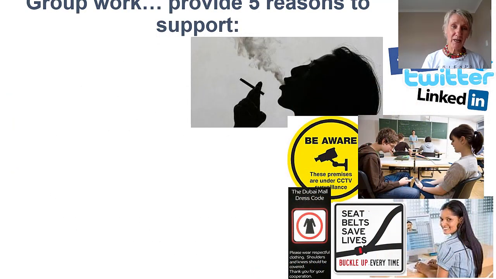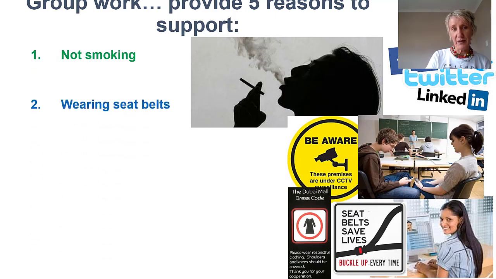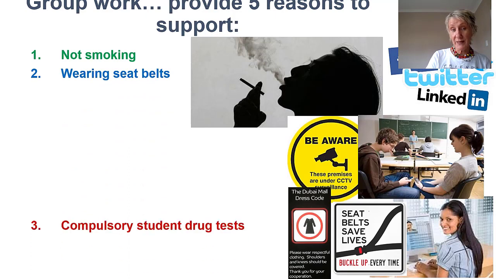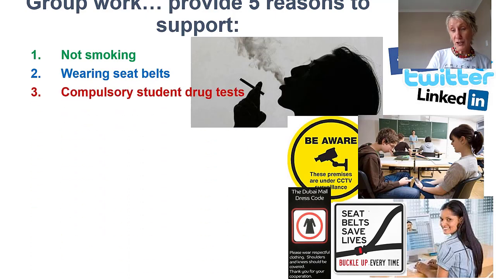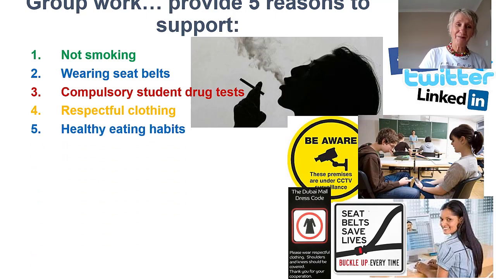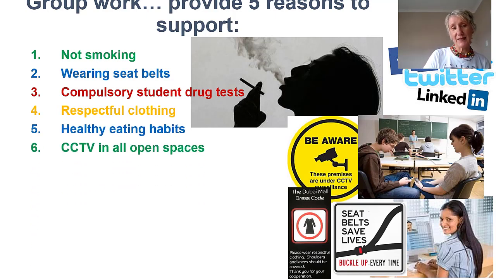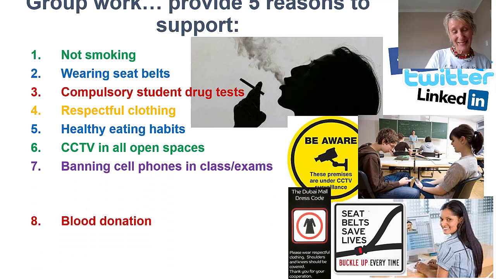There's also a group work task. Provide 5 reasons to support. You can see there's a whole lot of topics here, and I'll go through them. Smoking, not smoking. So 5 reasons in your group to say why you're not going to smoke, why you should wear seatbelts, why there should be compulsory student drug tests. They did that quite well. Respectful clothing, healthy eating habits, CCTV in open spaces, why you should have that. Banning of cell phones in class and exams.